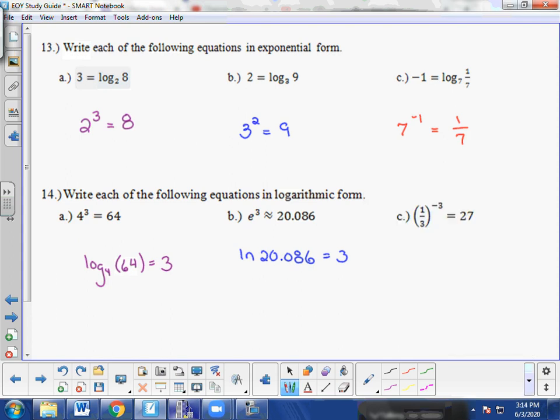Finally, the last one here, we're going to change this into a log. We have a base of 1/3. The output for the exponential, 27, is the input for the logarithm. And the input for the exponential, -3, is the output for the logarithm. So this is basically just talking about the inverse relationship between logarithms and exponential functions.